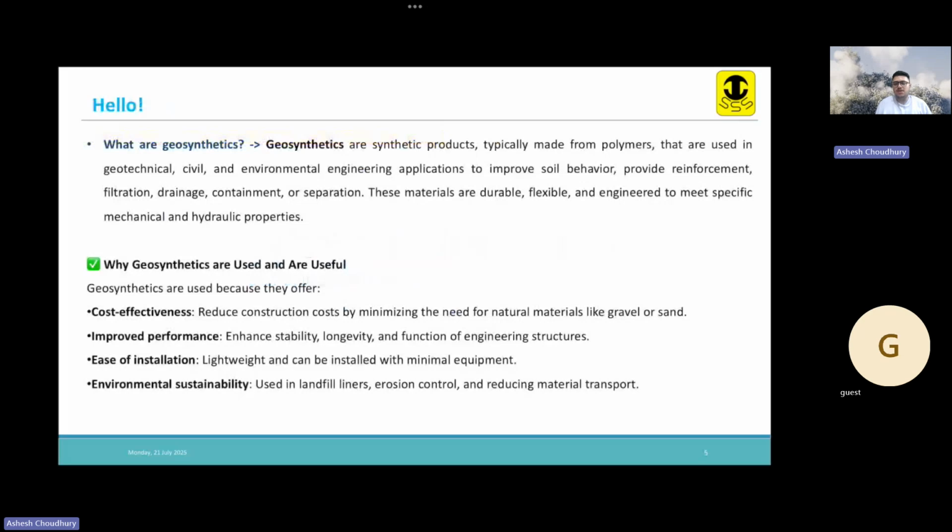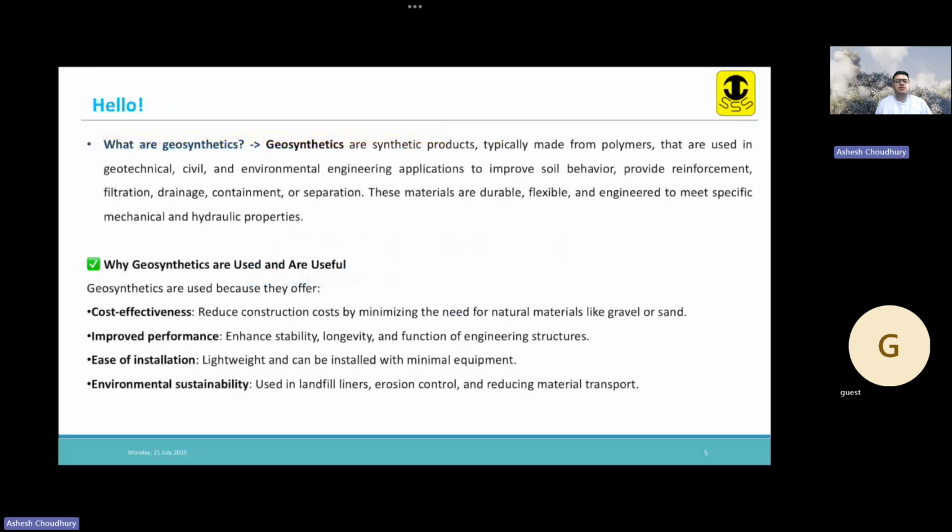These materials are durable, flexible, and engineered to meet specific mechanical and hydraulic properties. So we will see all of this as we progress through this lecture. We will see what the mechanical properties are, what the hydraulic properties are, and what the different types of functions and applications are that a geosynthetic can perform, right?